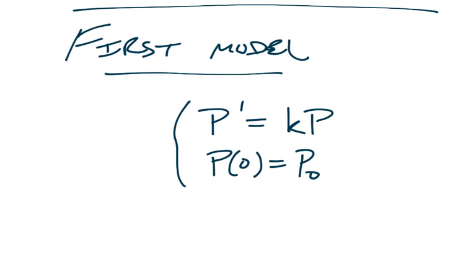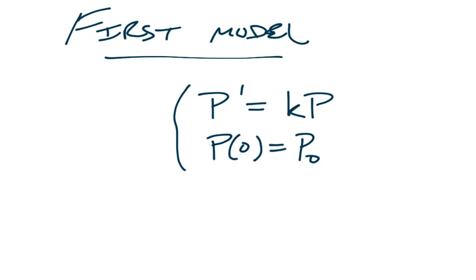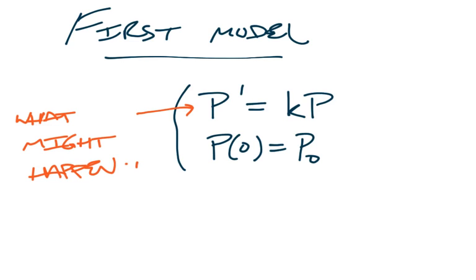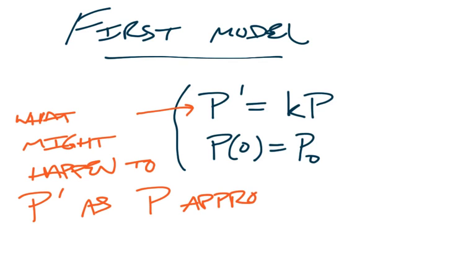Okay, so what I want you to think about is how this rate of change, P prime, how do you think this should be affected by the carrying capacity? All right, so what I want you to think about is what might happen to P prime as P approaches K.